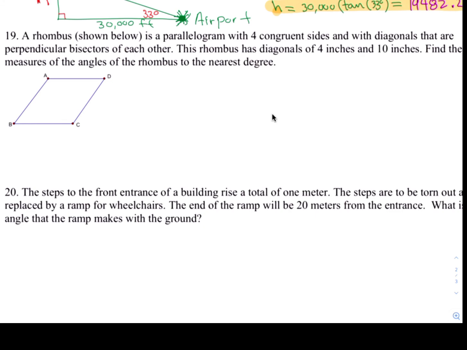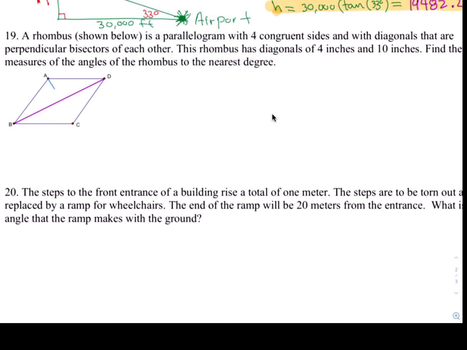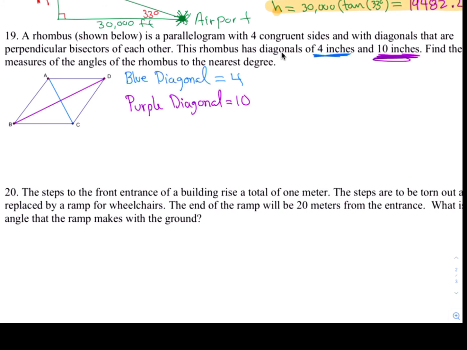One diagonal is going to go from B across to the D, and then another diagonal will go from the A across to the C. All right, those are the 2 diagonals. Now it says the diagonals are 4 inches and 10 inches. So I'm color coding them. The blue diagonal from A to C, that's going to be the 4-inch diagonal. And the purple diagonal is going to be the 10-inch diagonal.